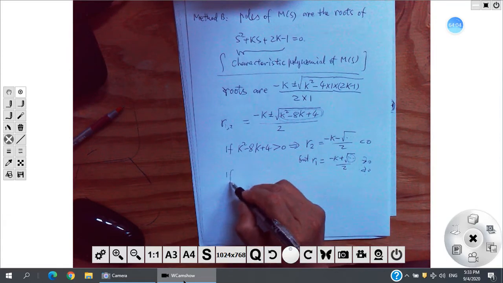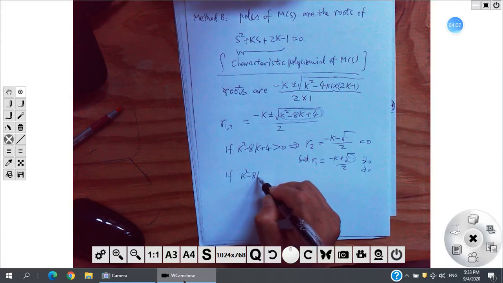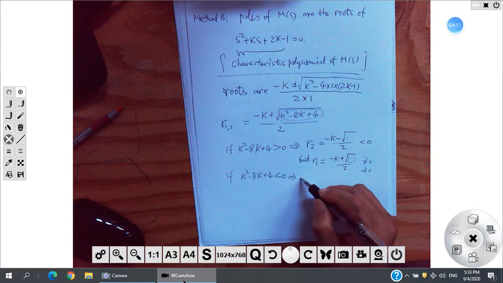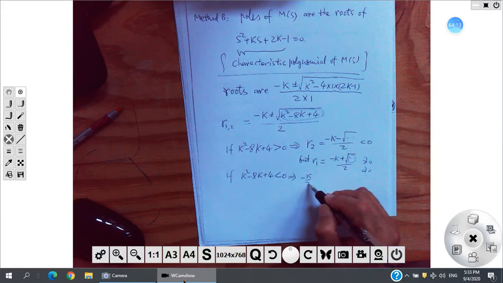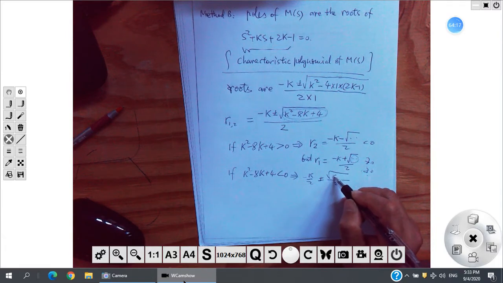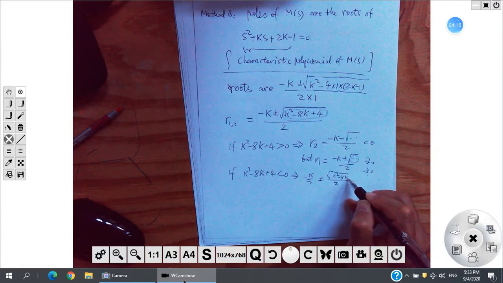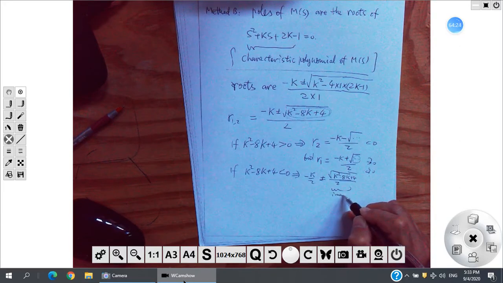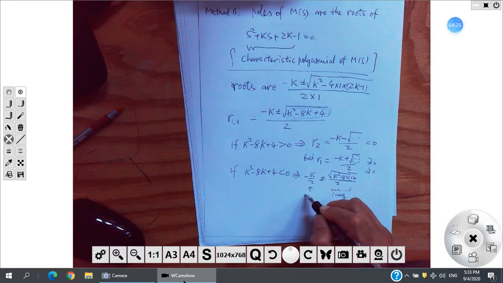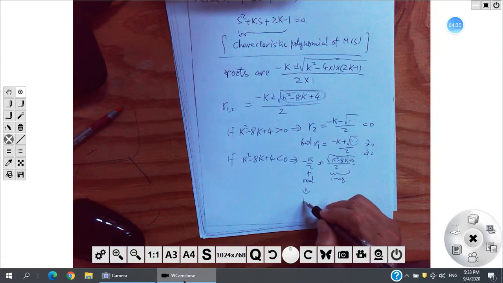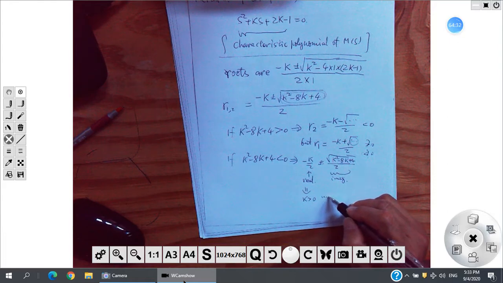And if k squared minus 8k plus 4 is smaller than 0, then you want negative k plus 2 and plus minus 2 square root of k squared minus 8k plus 4. This part is an imaginary part, right? Imaginary part, and this is a real part. So for this one you want k larger than 0 to make it stable.